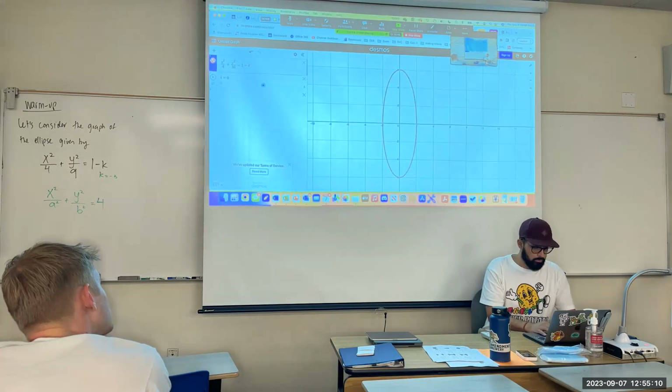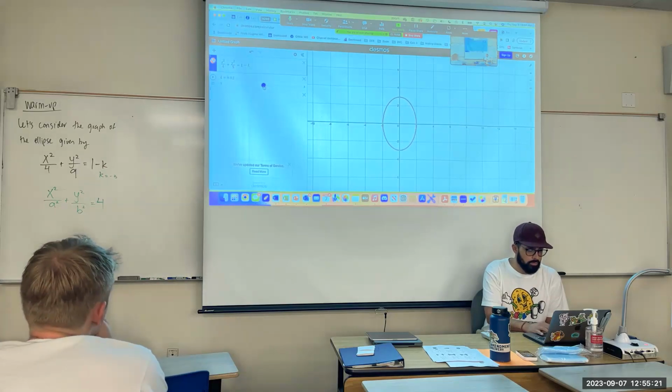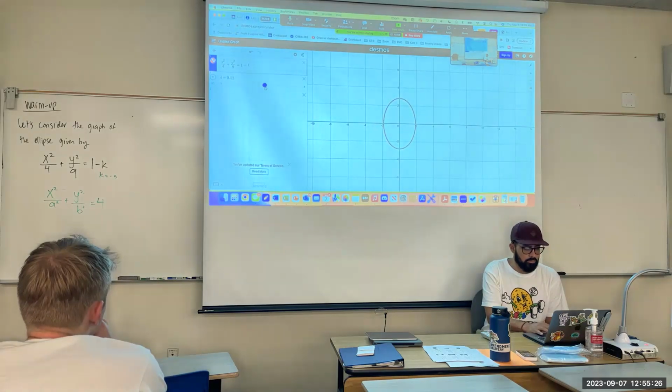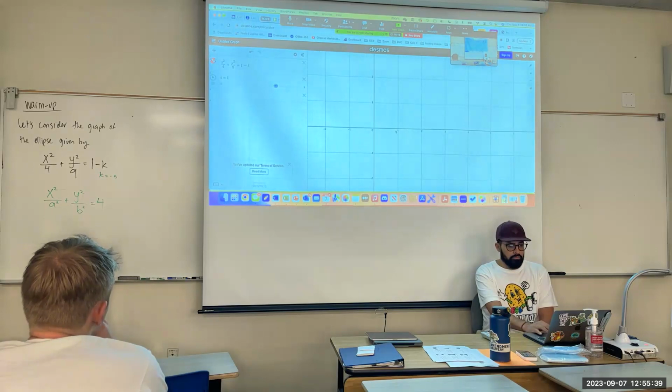Let me go back to the original 4 and the original 9. So notice that k is 0 here. If it starts increasing, then the ellipse is going to get smaller. Notice that it gets smaller, and smaller. It's getting close to 1, and then boop, it's a point. Okay, let's see why it's a point. We can't even see it. Okay, what happens if k is equal to 1 here?